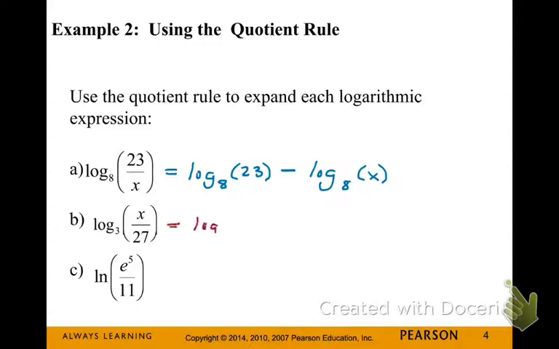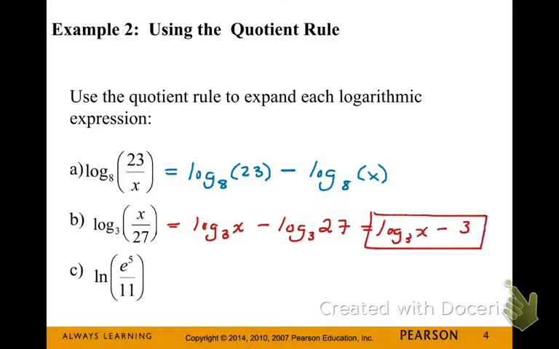If we use the quotient rule on the second one here, we're going to get log base 3 of x, since it was the numerator, minus log base 3 of 27, since that was the denominator. But again, we need to see if we can evaluate these logs. Log base 3 of 27 is the same thing as saying 3 to what power is 27? Well, 3 to the third power is 27. So we can simplify that one as well.